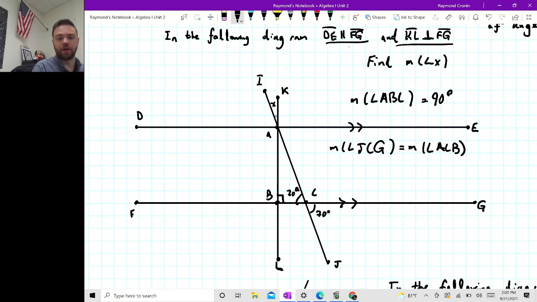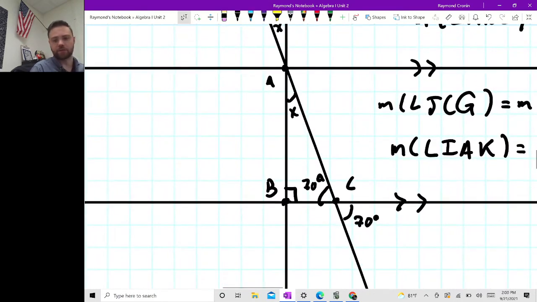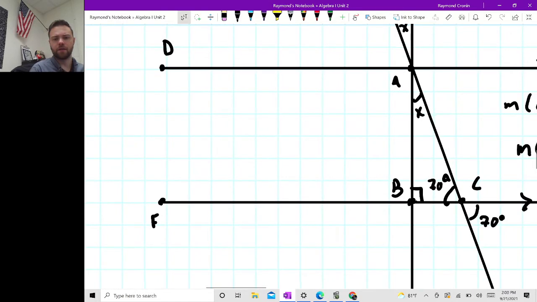And then we've got another pair of vertical angles here. So we've got the measure of angle IAK is equal to the measure of angle BAC. So I can write that in, that's X there. And so if you look closely, you've got this little triangle in here, and I know that all the sides added up together will equal 180. I mean, not all the sides, but all the angles.